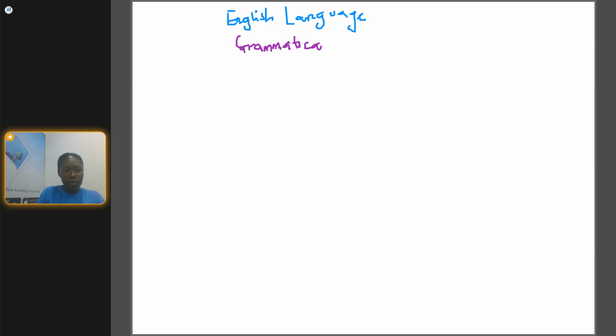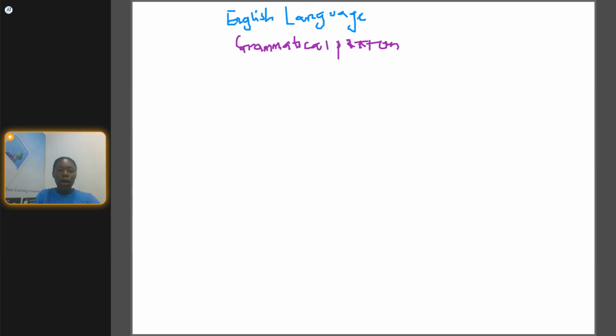Grammatical patterns in use. All right. So under grammatical patterns in use, we have various subtopics. And those topics are what we're going to be looking at in this class and the other classes to follow. So today we're going to be starting with subject verb agreement.